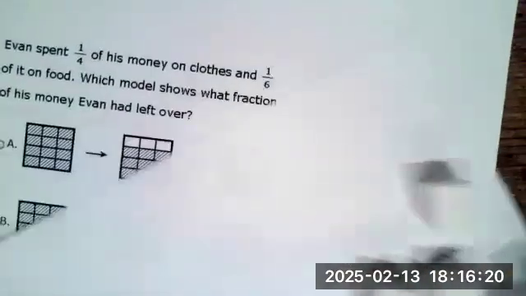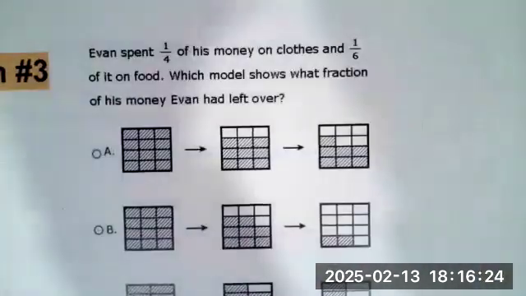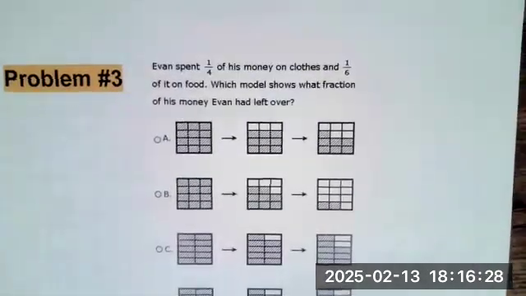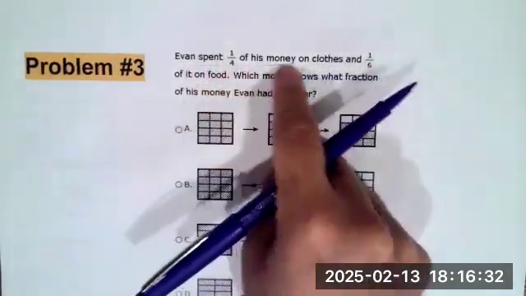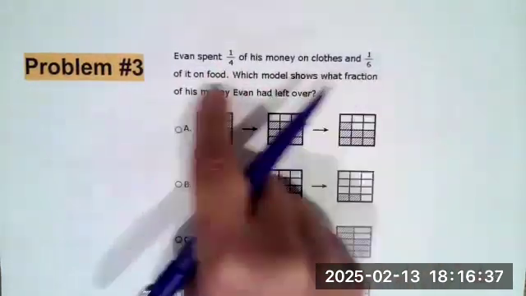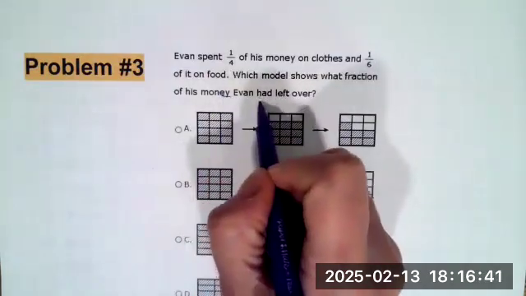Okay, that's problem 2. So let's go on to problem 3. This is the power of knowing all the parts of your fraction and what they do. So Evan went on a spending spree. He spent 1/4 of his money on clothes and 1/6 of his money on food. Which model shows what fraction of his money Evan had left over? So this is telling us it's a leftover.